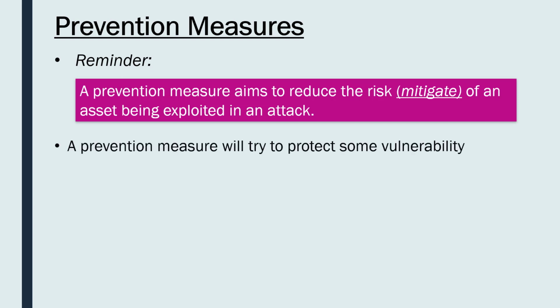And the way you do this is generally trying to protect a vulnerability. So you've got some weakness and you're trying to protect it in some way. Prevention measures are both trying to stop attacks, so fully protect that vulnerability, and also make things not quite as bad if the vulnerability gets exploited.